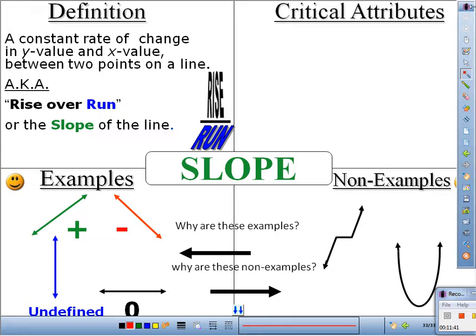Tell your neighbor, what would be a key word according to the definition why these are and these are not? Tell your neighbor, please. What is the key word, everyone? Constant. It has to be a constant rate of change. So what do you think our first hashtag should be? Hashtag constant. That is correct.